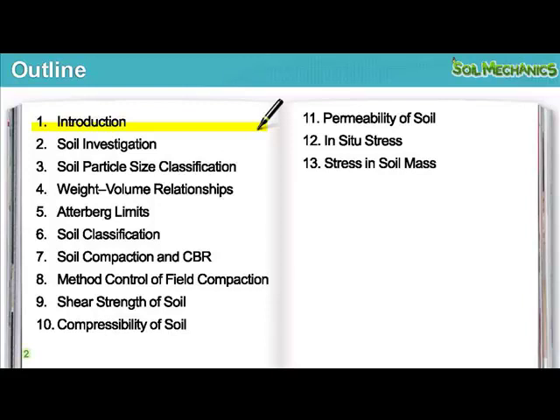And chapter 11 is permeability of soil. Permeability of soil is important especially for dam construction, earth dam construction. We need to study how water flows through soil and how fast, like sand, clay, or another material, how it allows water to flow through the soil mass.